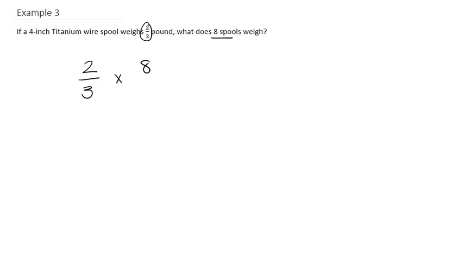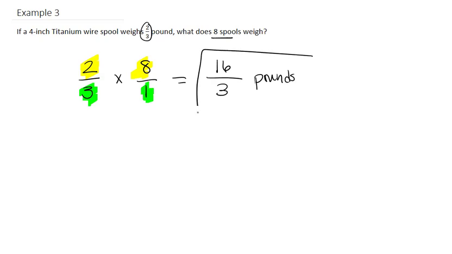Now we want to make 8 a fraction, so we just put it over 1, and we go ahead and multiply. Then we multiply what's on the top, and then we multiply what's on the bottom together. So 2 times 8 is 16, and 3 times 1 is 3. So we would say this is reduced because 16 can't be divided by 3. So we'd have 16 over 3 pounds would be the total weight for 8 spools.